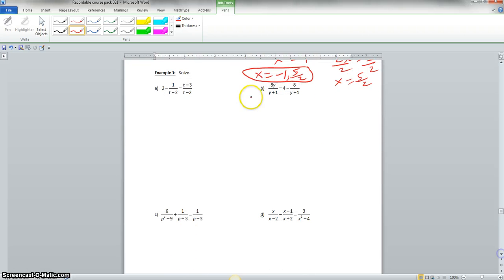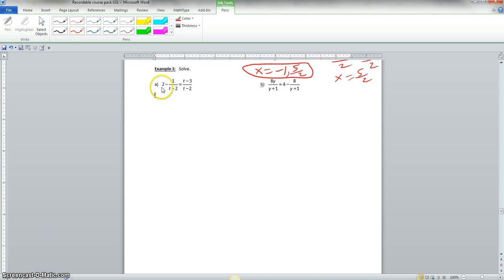Okay, now we go down here to example 3. It says solve. Now I made sure that I had enough room here to solve this problem. So first thing with A, I'm going to rewrite this problem. And what we need here is to find the common denominator. The common denominator of this whole equation is t minus 2. So we'll multiply everything by t minus 2.